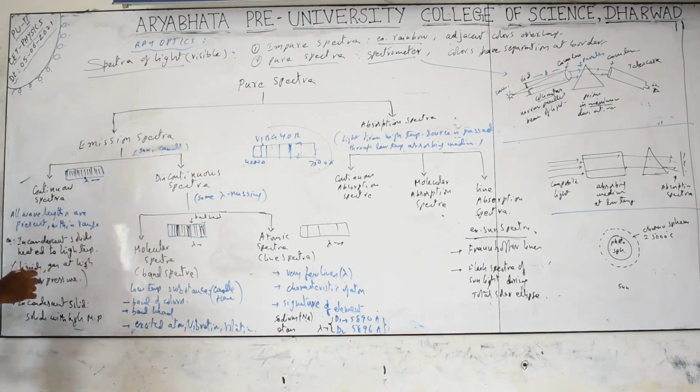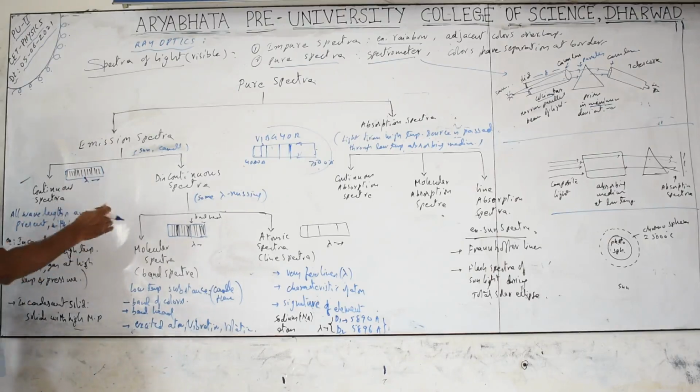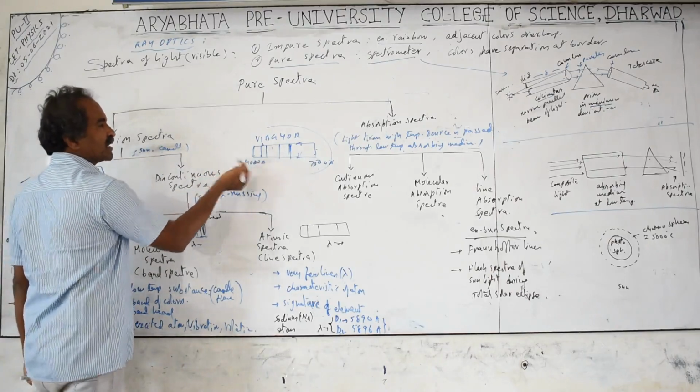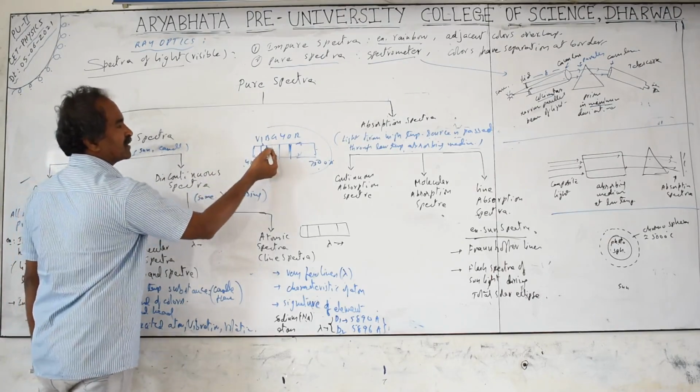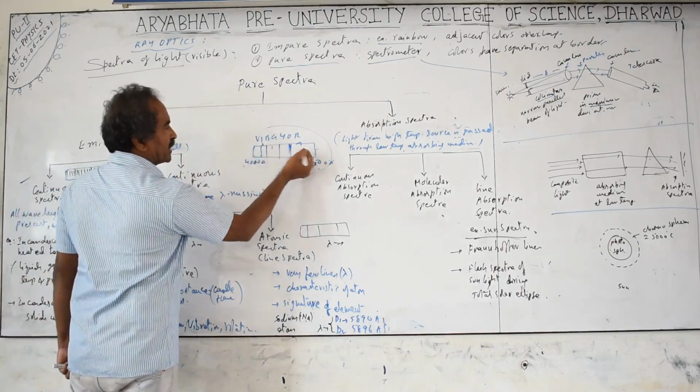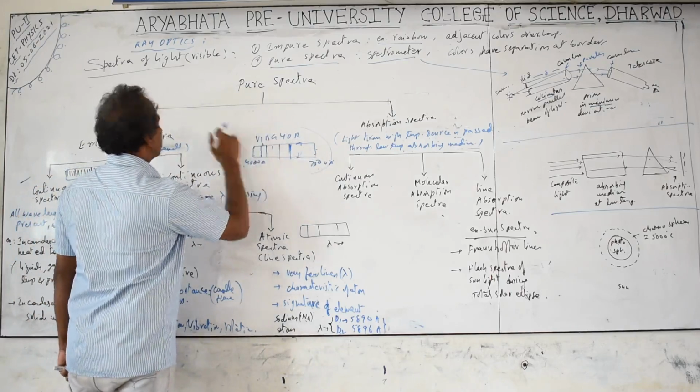Continuous emission spectra we can also call it. All wavelengths are present within the range. Within the range means starting from a particular value to an ending value, like 4000 to 7000. Below 4000 is also possible. Or maybe starting from bluish green, blue or green up to red. Only a particular range is also possible. That depends on the temperature of the source.